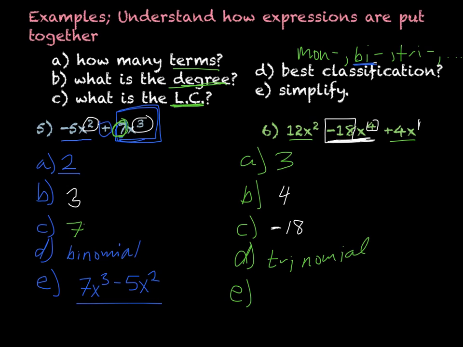Okay, so we just put them in order, biggest to smallest. So we have exponent of 4, exponent of 2, exponent of 1. So we're going to put them in that order. So we have negative 18. Again, careful of your negative signs. X to the 4th plus, okay, so the next biggest one is the 2. So 12x squared plus 4x. And that would be your final answer.